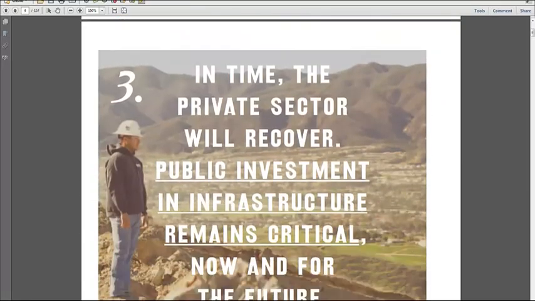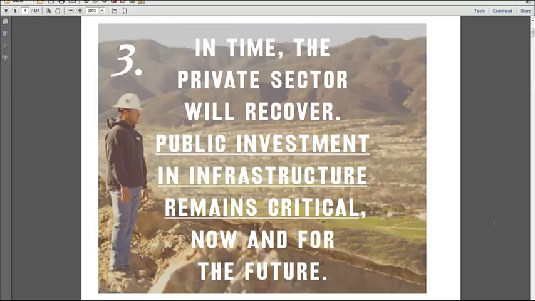What else do they know for certain? In time, the private sector will recover. Public investment in infrastructure remains critical now and for the future. So what this means is basically, as we'll see, we need the government to start building highways again so that we can get more business.